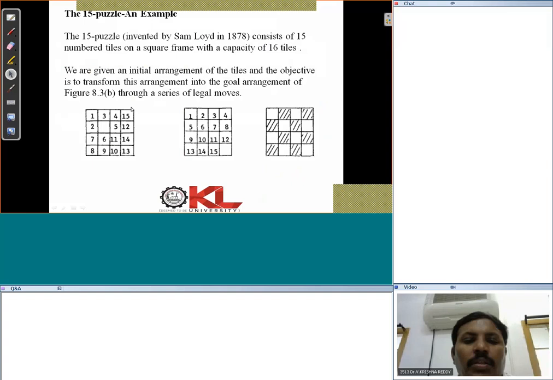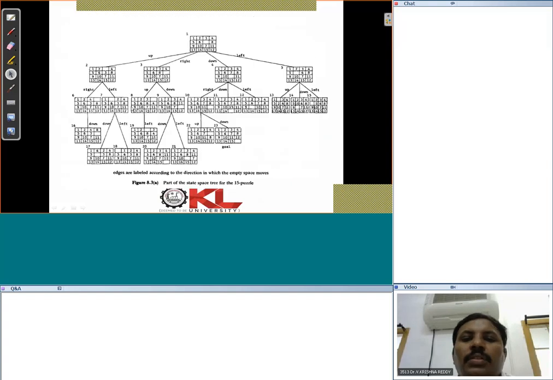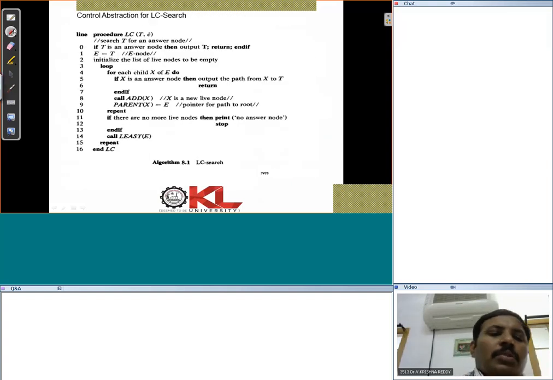And one algorithm is there for LC search. This algorithm is also very simple. Please see here. It is always implemented by using the linked list concept. This algorithm is implemented by using the linked list. One node we have to create. Every time any node can be added to the linked list.